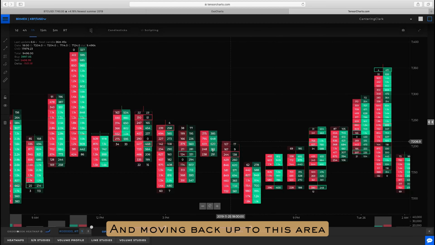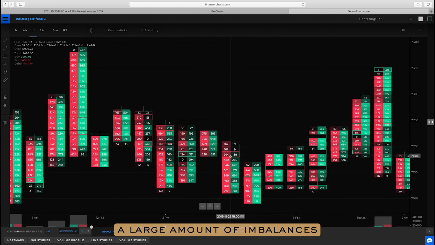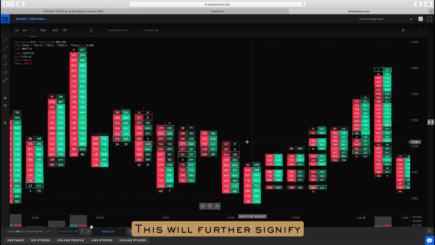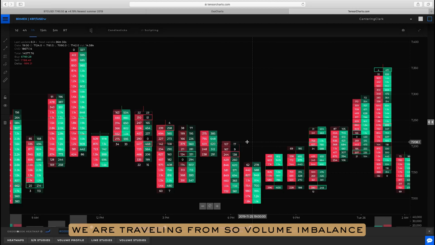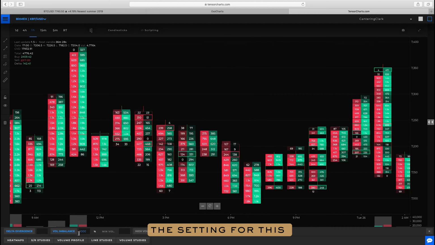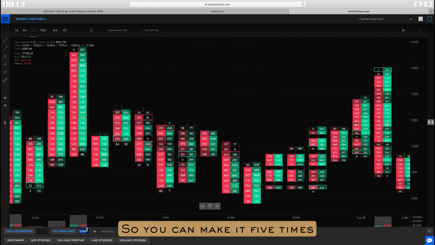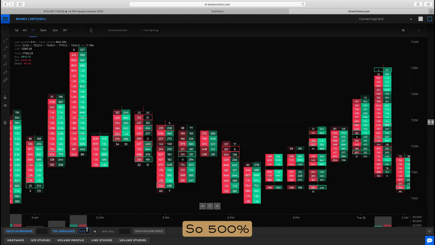Moving back up to this area, you'll see that when there's a large amount of imbalances that form at either a high or a low, this will further signify this being an important area of support or resistance, depending on what direction we are traveling from. So that's volume imbalance, and you can change the setting for this. In this case, I have it at 1,000%, which is basically a 10 times multiple. You could make it 5 times, so 500%.